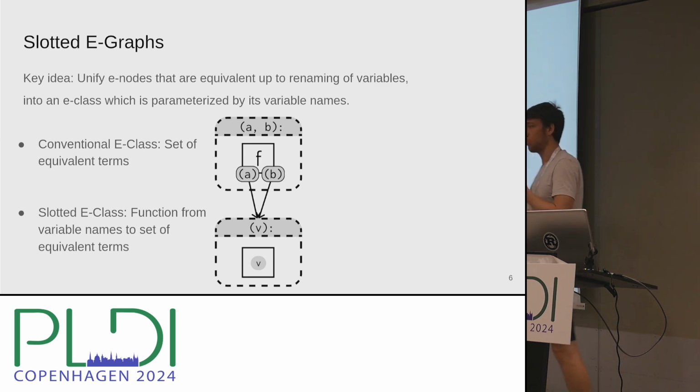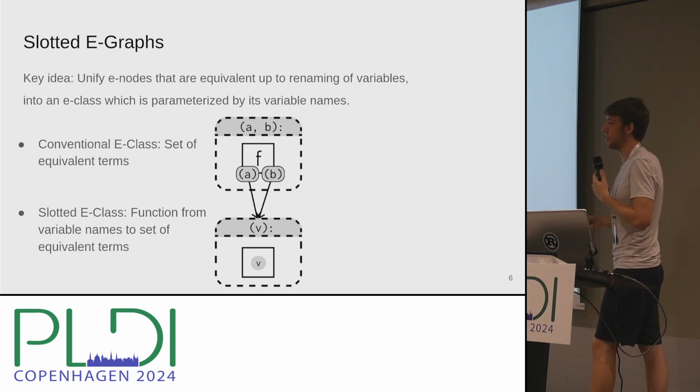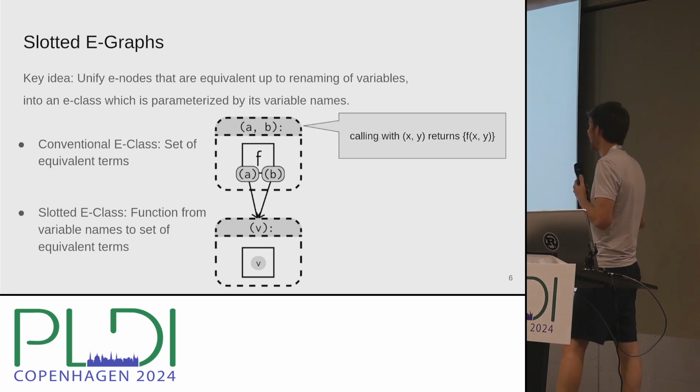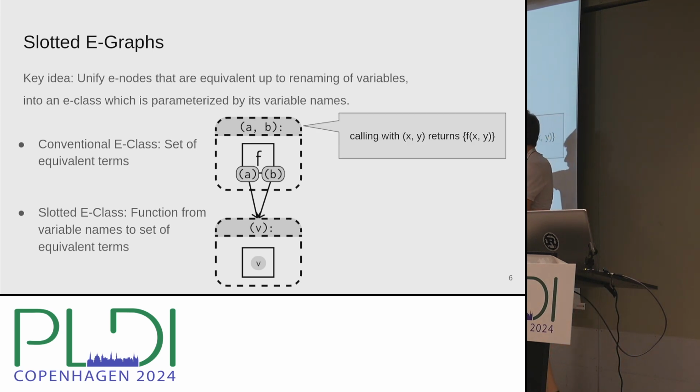So it's the same thing as before, just with a new parameterization added to it. Now, slotted e-classes are really just functions. And what we can do with functions is we can call them. That may be helpful to see how it actually works. So we can call this class, this function, with, for example, the names x and y.